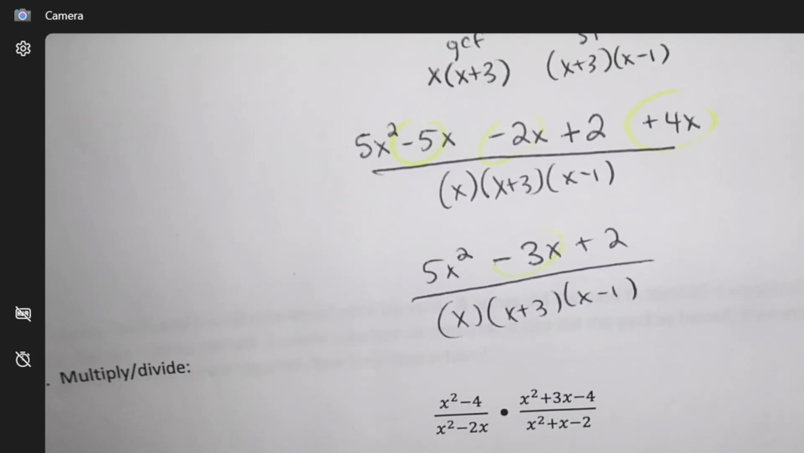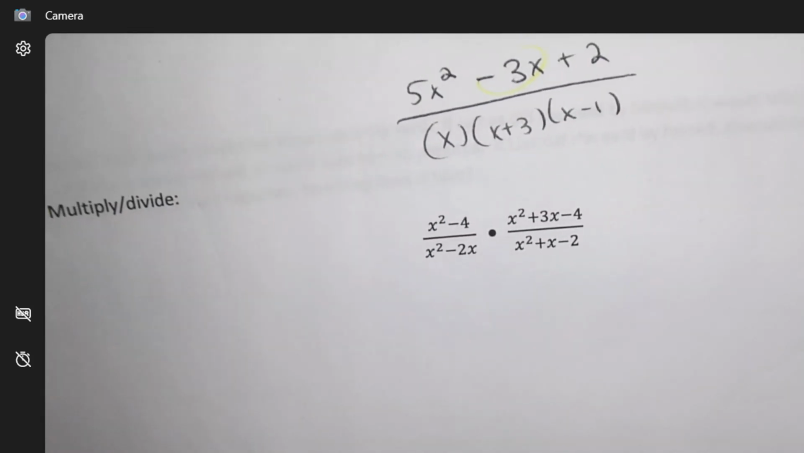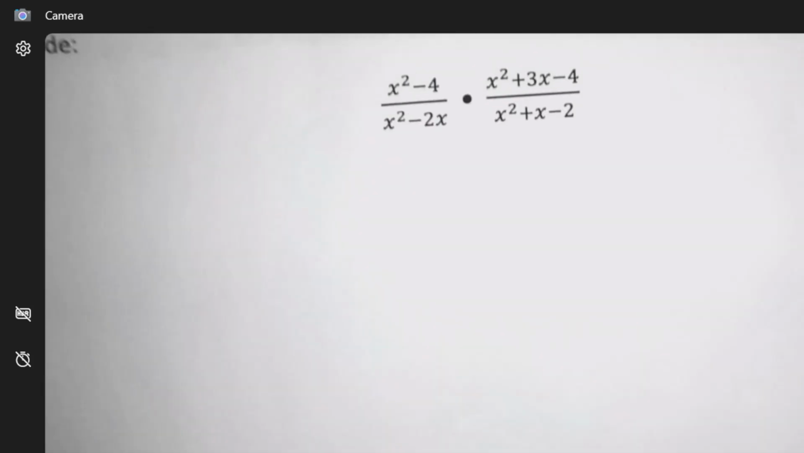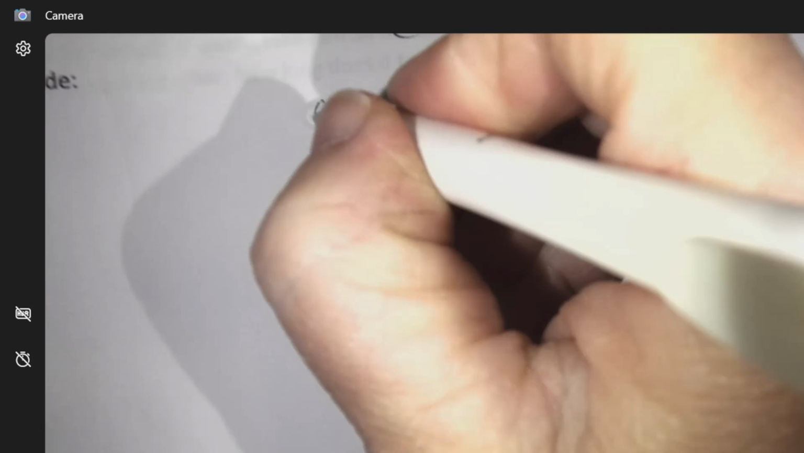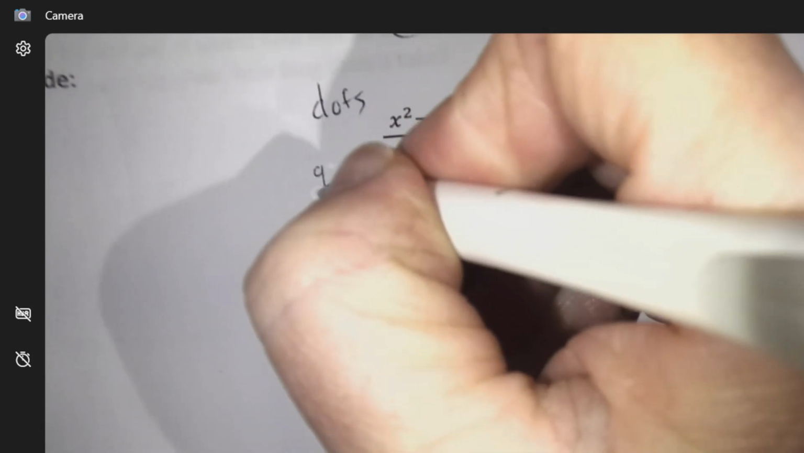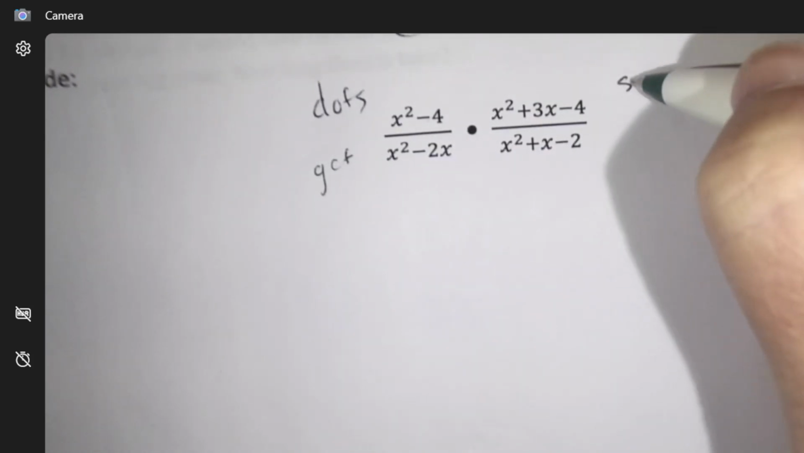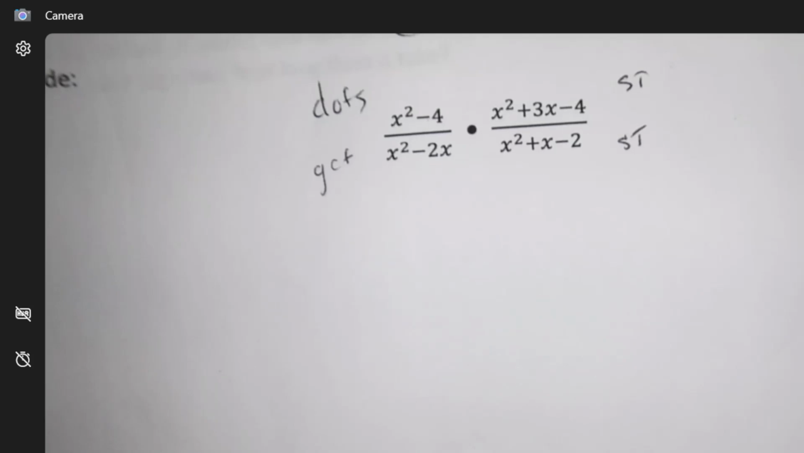Okay, multiplying and dividing fractions. So again, lots of factoring. So go ahead, factor everything you can. I see a difference of squares. I see GCFs. I see simple trinomials. Okay, know your strategies.